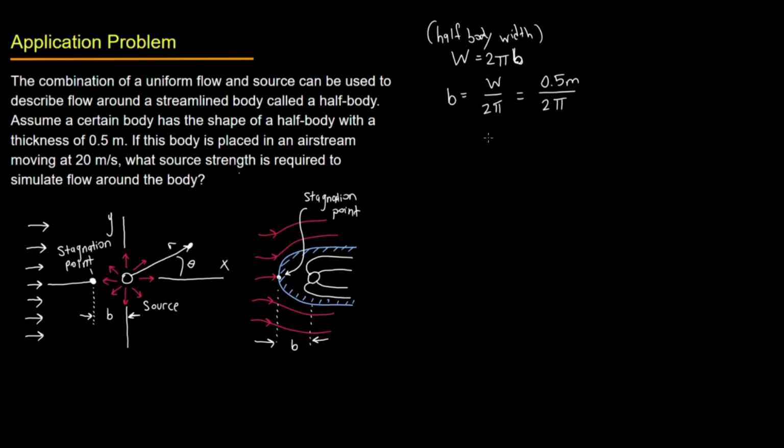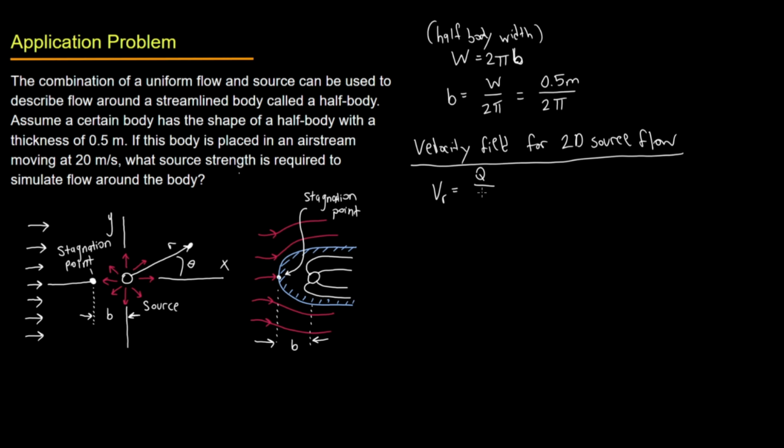All right, we're going to need that in just a moment because we're going to now go to the velocity field for a 2D source flow, because obviously we're using a source flow here. You should also know this equation. This is V_R is equal to Q over 2 pi R, where Q is the source strength, V_R is the velocity at a given radius, and R is the radius that you're evaluating this at.